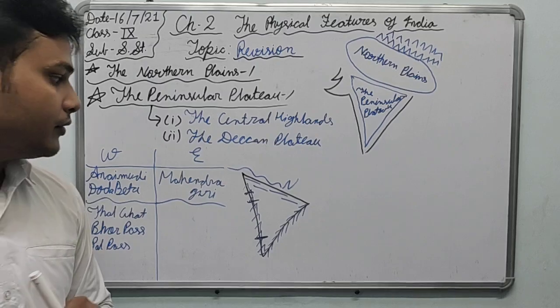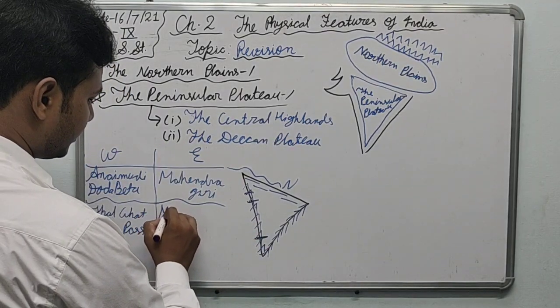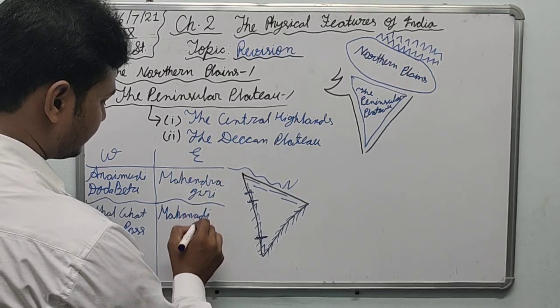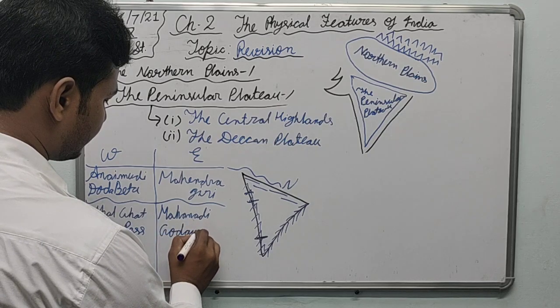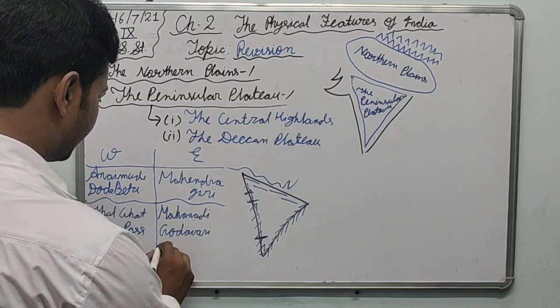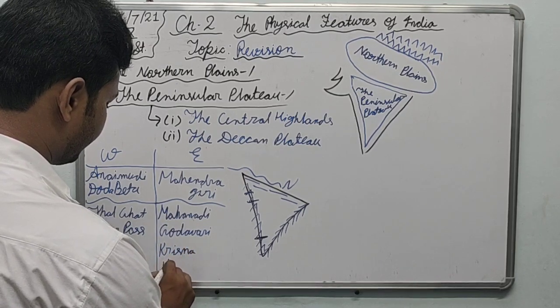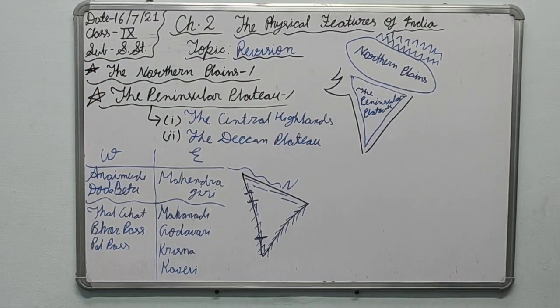And the most prominent rivers which flow in this area are Mahanadi, Godavari, Krishna, Kaveri. These are the 4 major rivers which flow in this region from southwest to northeast.